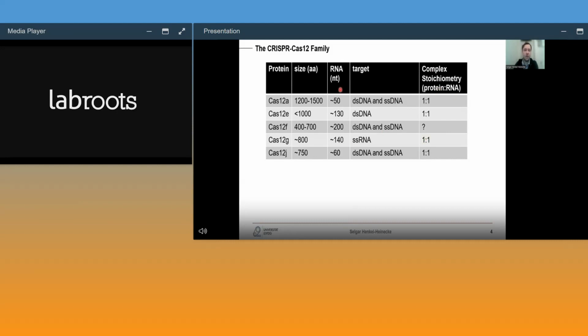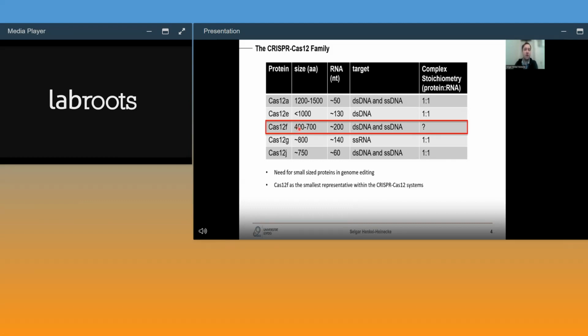And when you look a bit more into genome editing, you have a need for small proteins because they can be more easily transported into the nucleus. So in that sense, when you look at Cas12f, it's the smallest representative within this family. But the stoichiometry is still unknown, or was still unknown at that time. And we then used mass photometry as a fast method to obtain this composition.